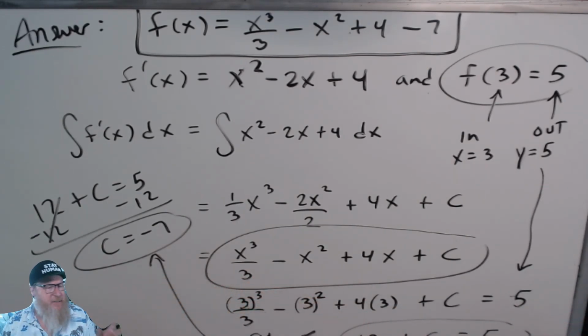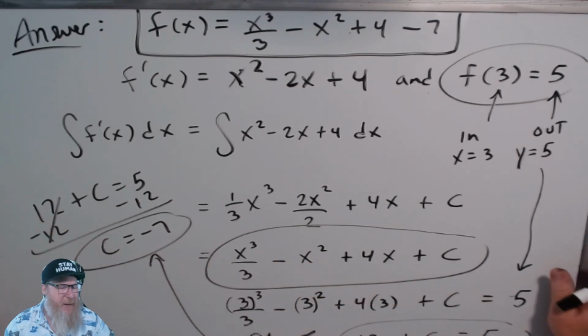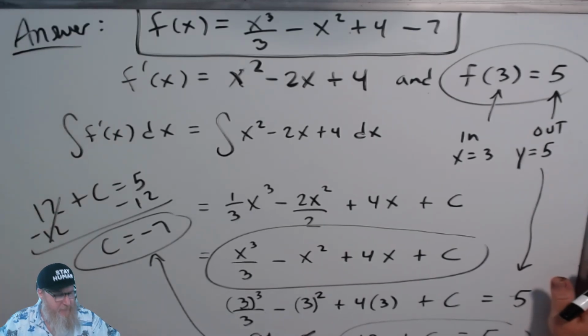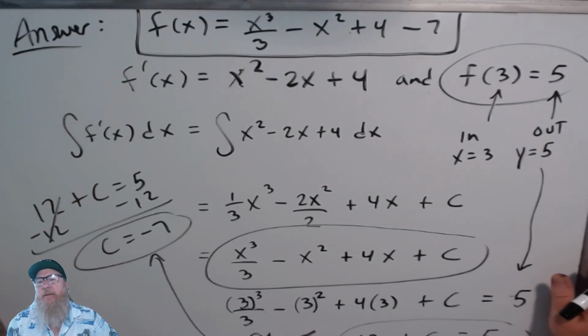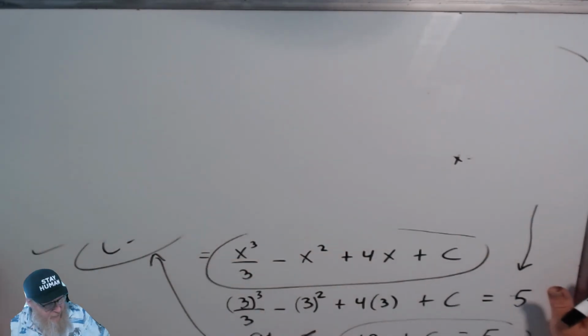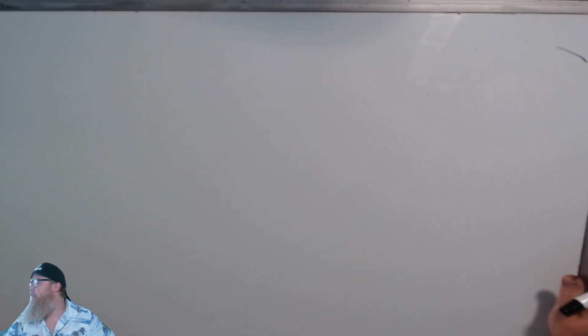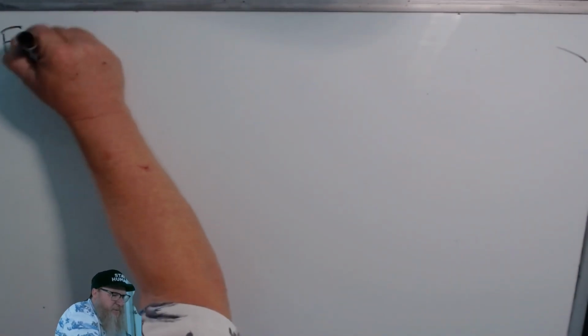Let me do a couple of exceptional examples. Things that don't quite fall into the pattern of everybody else. Something that's not just a square, parabola, or a cubic. Let's do an exponential.